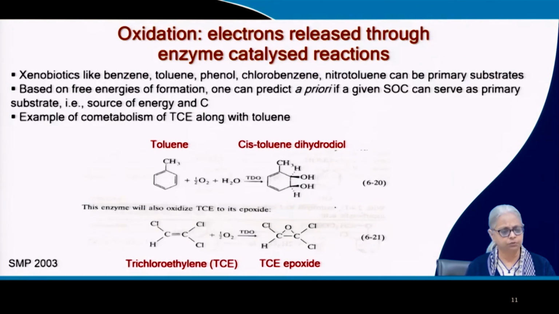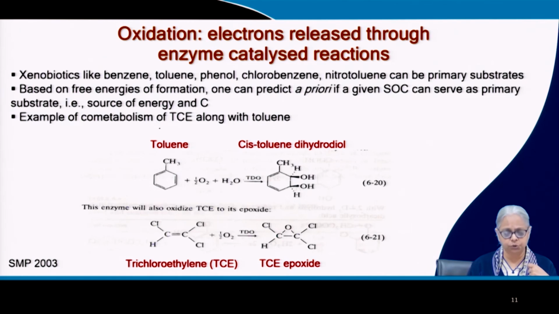Then we come to the next one. Now, petroleum compounds contain benzene, toluene, phenol, xylene, and ethylbenzene. All these are compounds that are present in petroleum, the petrol that you buy when you go to the petrol pump. So, here you have compounds like benzene, toluene, phenol, chlorobenzene, nitrotoluene. These are compounds that are known to serve as primary substrates.